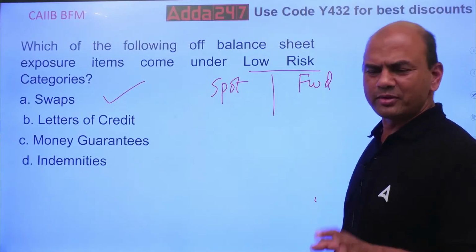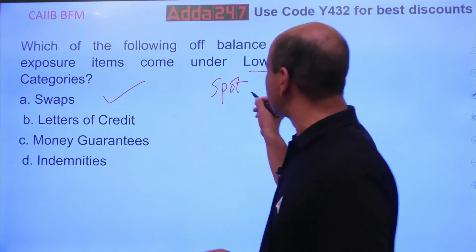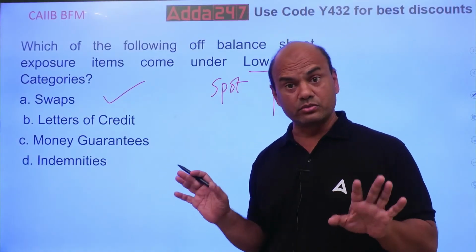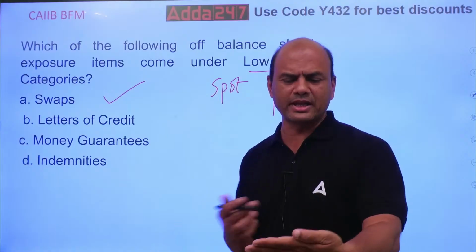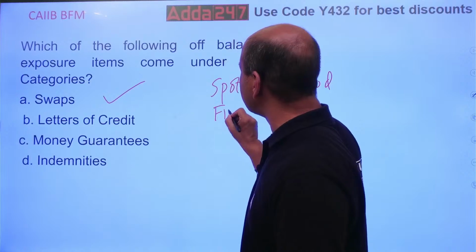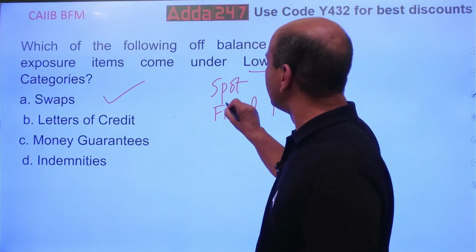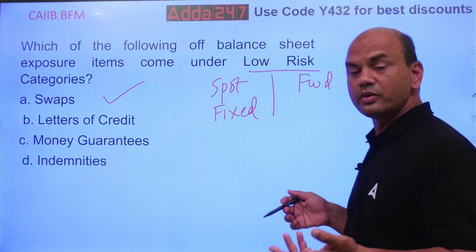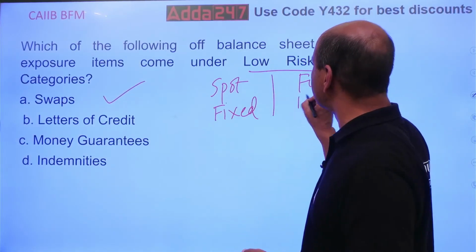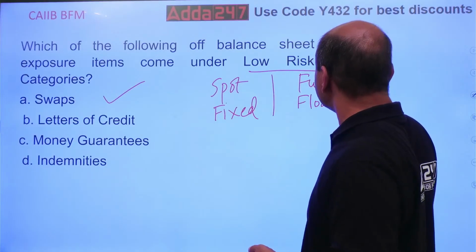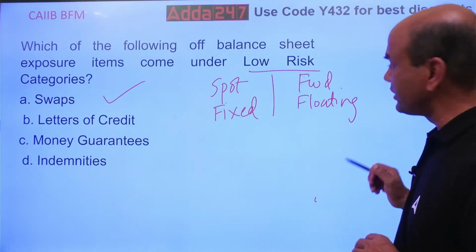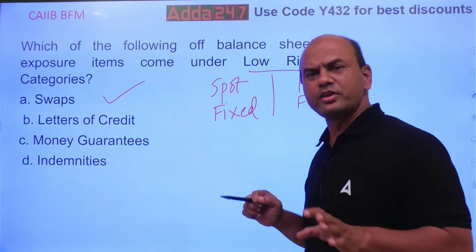In a swap, always remember, one leg is fixed. Which leg will be fixed? Fixed means which I know. Right now, I know this on paper, I can see this. So that is spot. Spot is fixed, because this rate is known to you. And forward is unknown. You are guessing the rates. So this is unknown, so this is floating. Got it? So spot and forward, fixed and floating. That's why spot is the lowest.